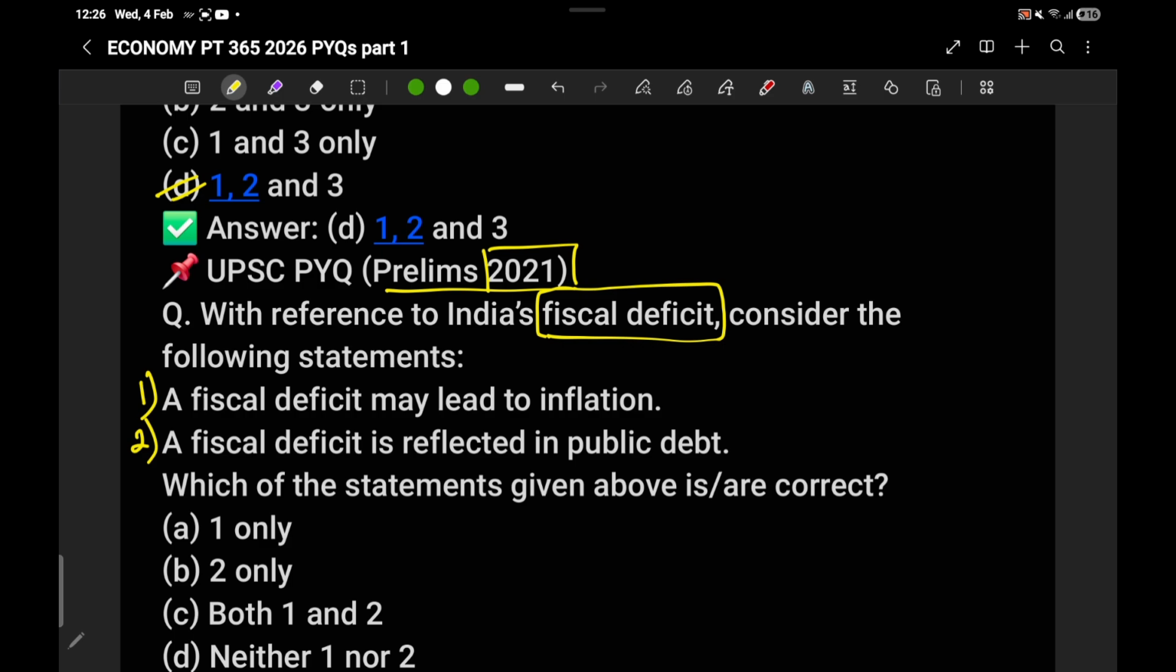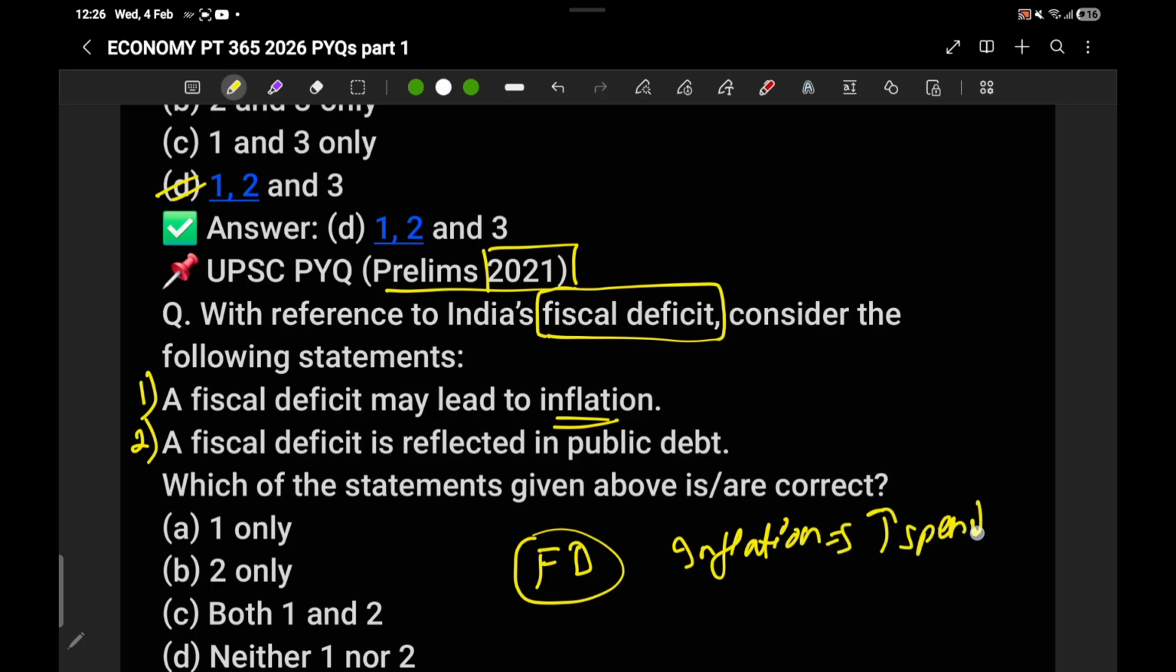A fiscal deficit may lead to inflation. Yes, of course, fiscal deficit means the government has borrowed more than its revenue generated. So inflation is of course there because there is a high spending in the economy. So statement 1 is correct. The fiscal deficit is reflected in public debt. Public debt means debt owed by government.